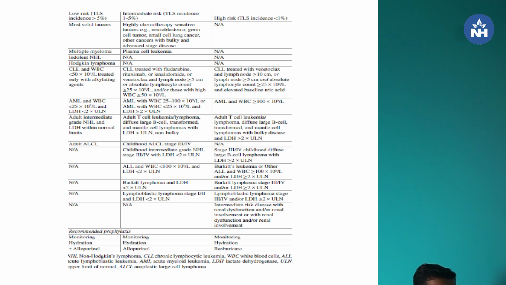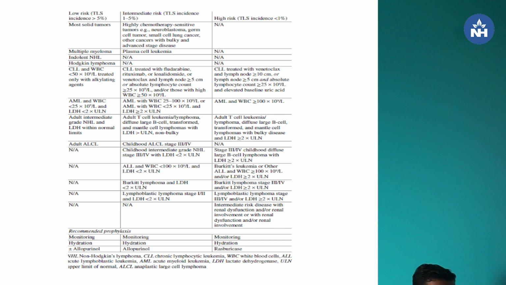CLL which is treated with venetoclax and lymph node more than equal to 10 cm or lymph node more than equal to 5 cm and absolute lymphocyte count more than equal to 25 into 10 to the power 9 per liter and elevated baseline uric acid has high risk of TLS.